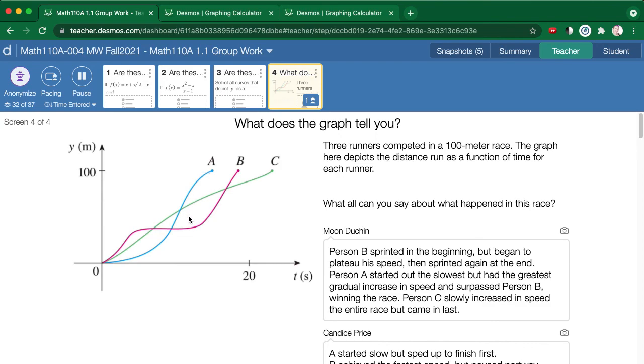And so, there's a lot being shown in this graph here.